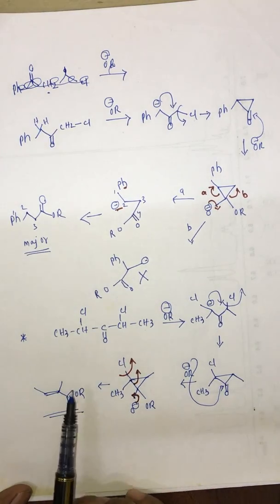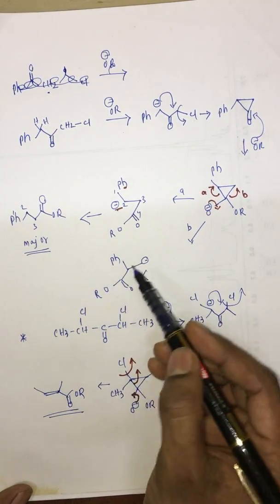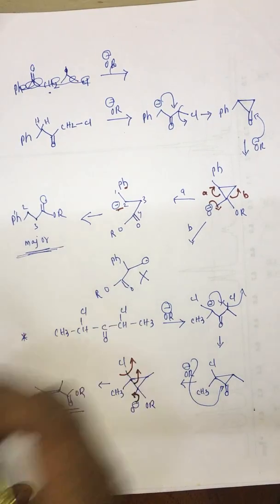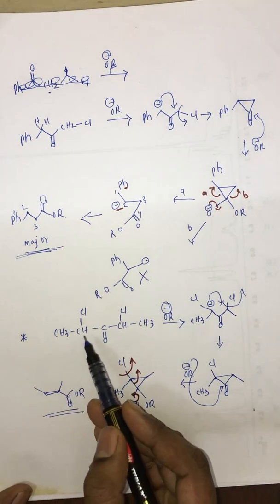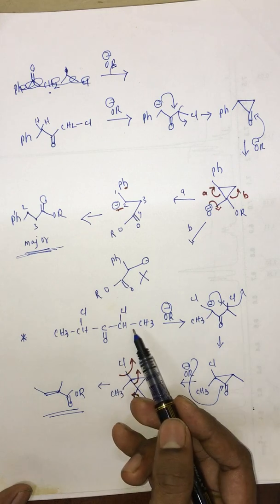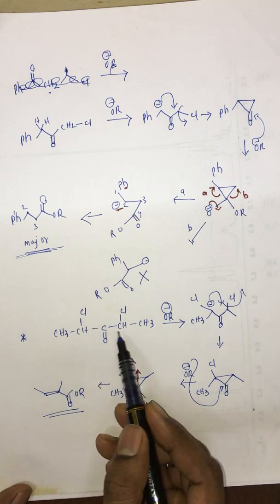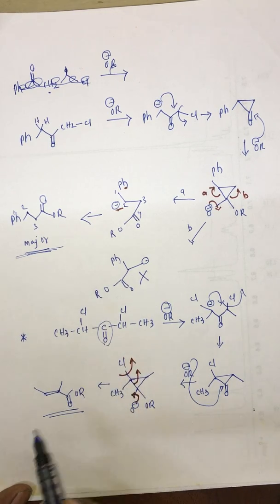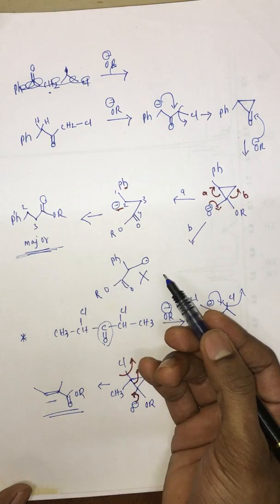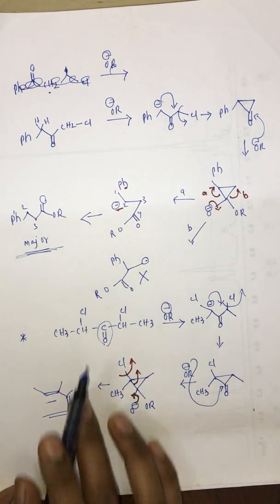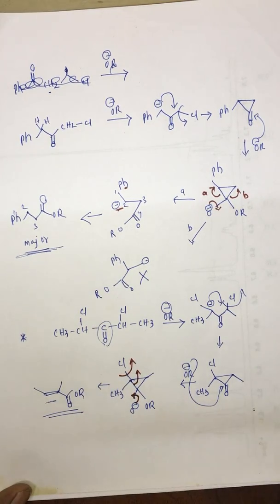So when we have only one chlorine, that time we will get this kind of product. When we have two chlorines or two halogens next to the CO group, in that case we will get alpha beta unsaturated esters. Whereas when we have only one leaving group, that time we will get simple esters. When we have two leaving groups, that time we will get alpha beta unsaturated esters.